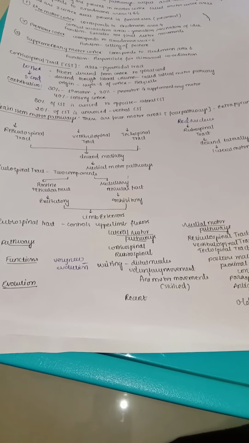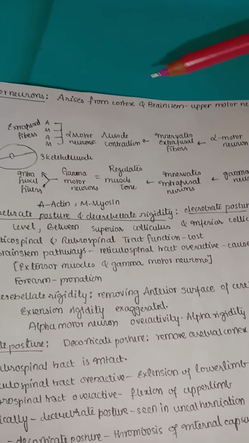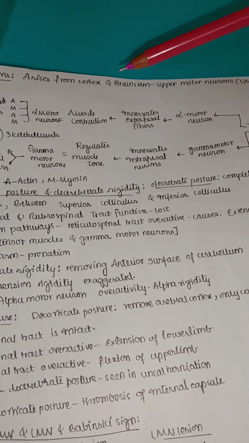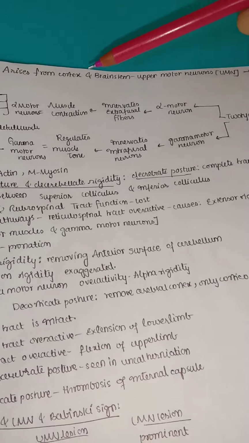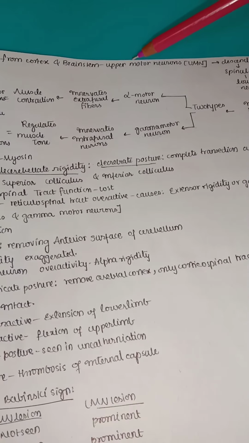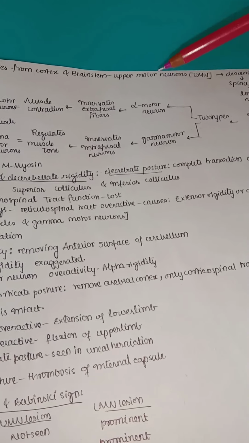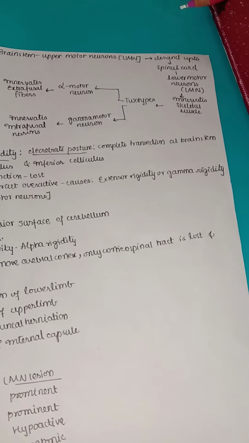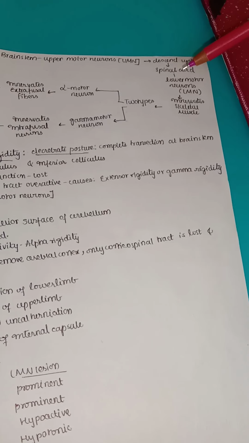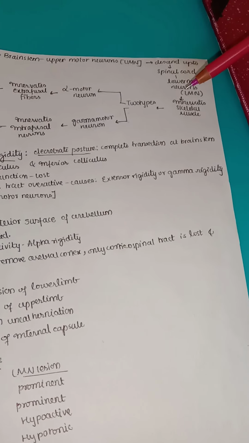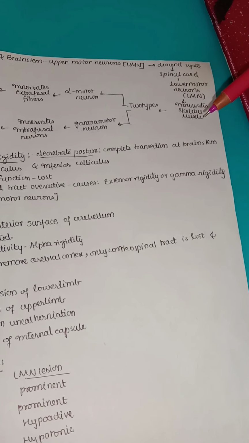Next, let us see the other part. Now we are going to see about motor neurons. Motor neurons mainly arise from the cortex and also from the brainstem. Whether they arise from the cortex or brainstem, we have the same name, that is the upper motor neurons. Upper motor neurons are present either in the cortex or in the brainstem, and later they descend to the spinal cord. After they descend into the spinal cord, they are called lower motor neurons, and the lower motor neurons are the ones which innervate the skeletal muscle.